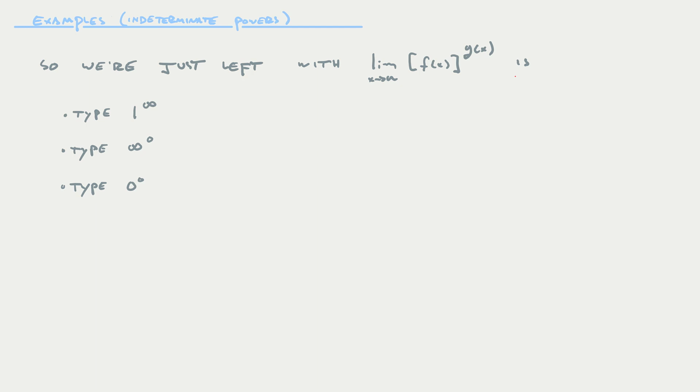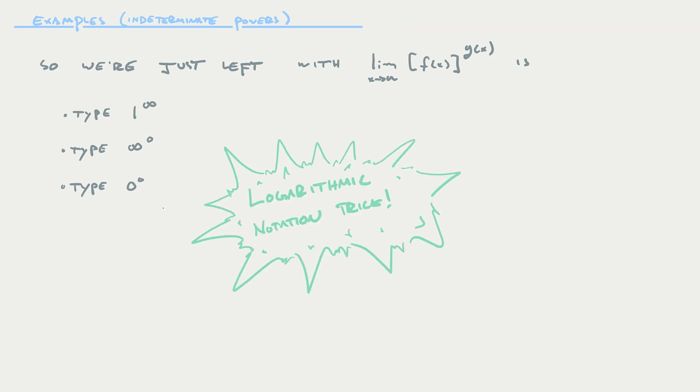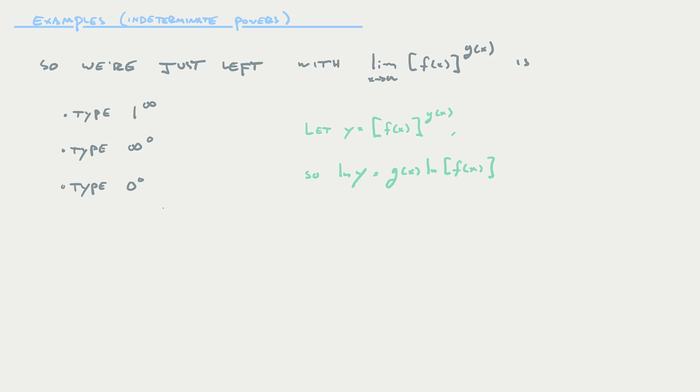Type 1 to the infinity, type infinity to the 0, type 0 to the 0. What is the limit as x approaches a of a function raised to another function when you end up with something like this? Well, you might have an idea of where we're headed with this, but typically when you have powers and you want to remove powers, you have to use logarithmic tricks. And that's exactly what we're going to do.